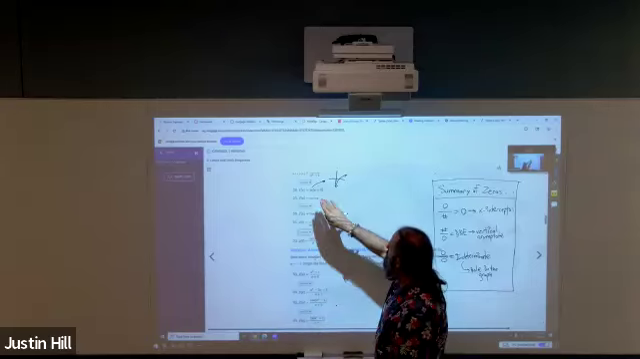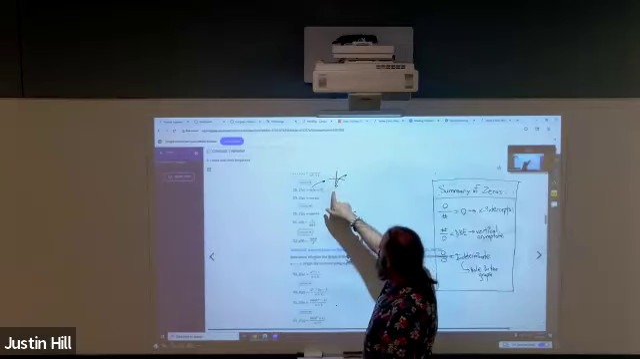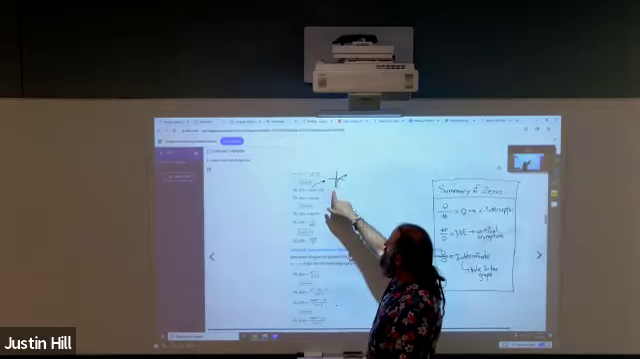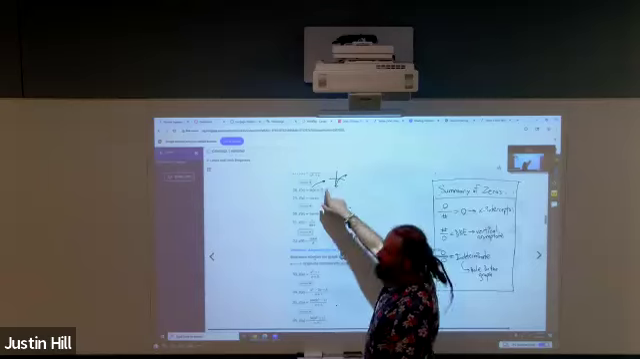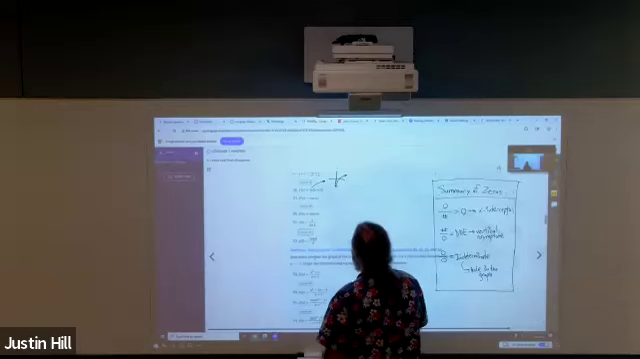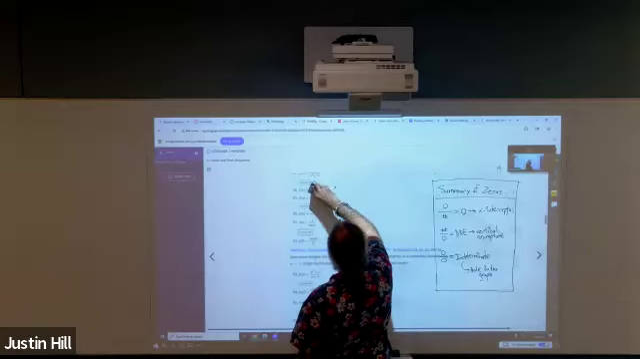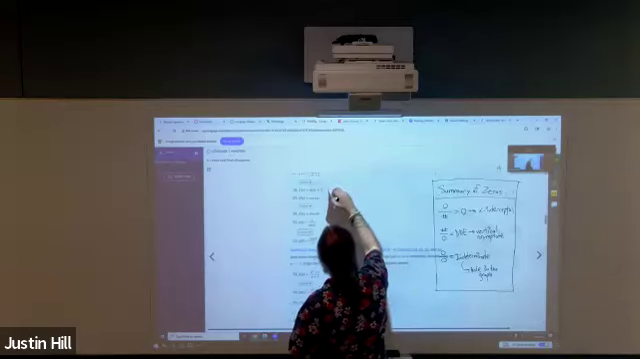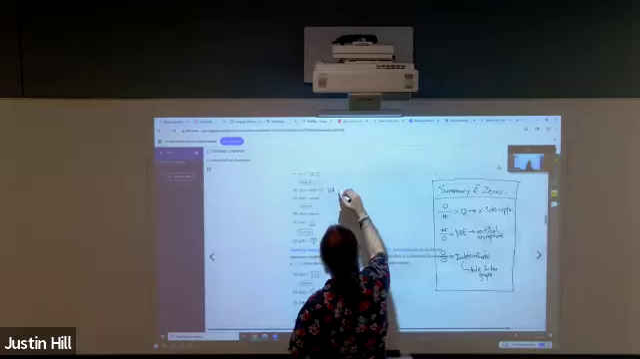So I look at this and I know normally my vertical asymptote is at x equals 0. +3 moves that to the left 3. So here I'm going to have a vertical asymptote at x equals -3.